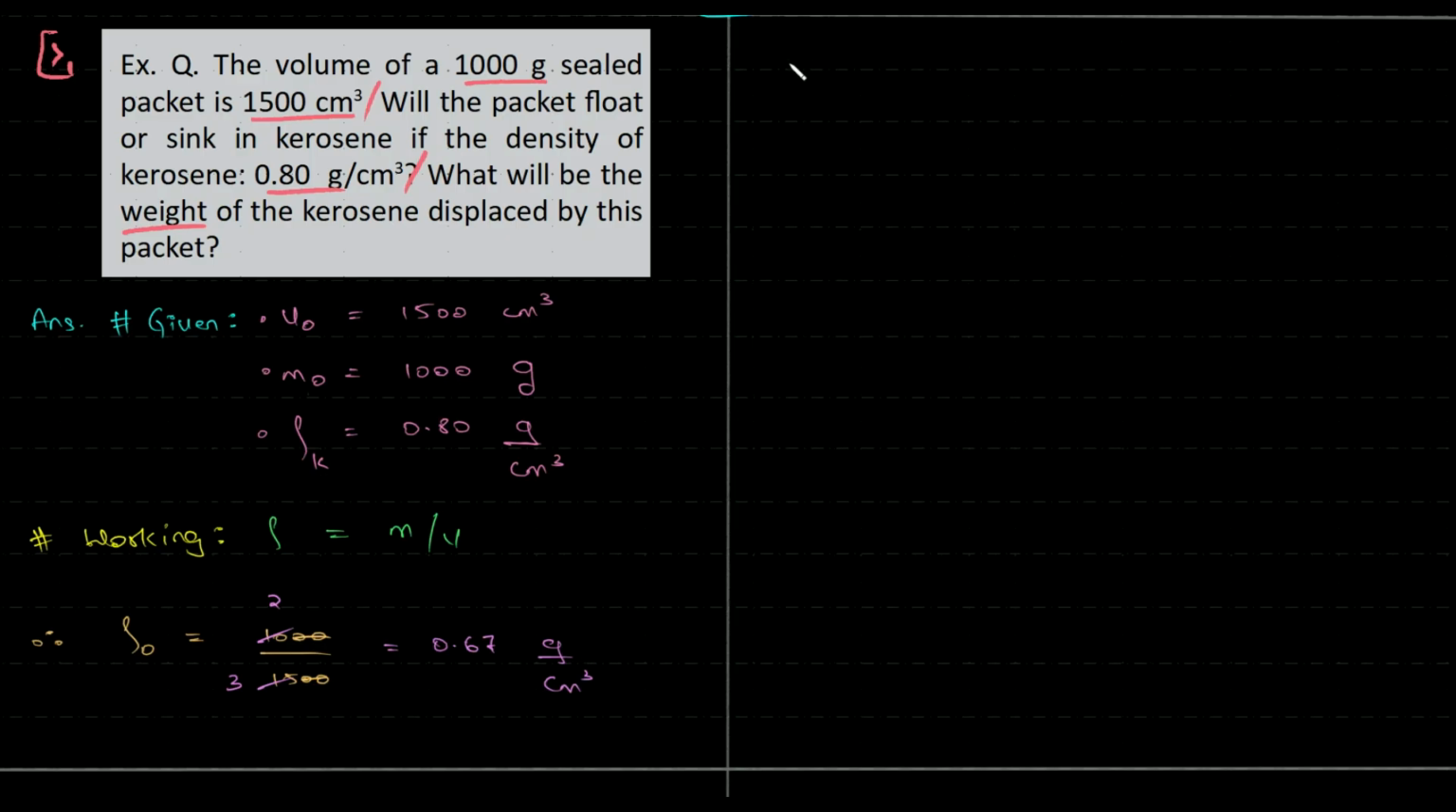Right, guys? So what can we conclude? As density of the object is less than density of the kerosene, this implies the object will float. The object will float. Okay, so it's floating. Now, how will we figure out what is happening over here? How will you figure out the weight of the kerosene displaced? Let me do this.